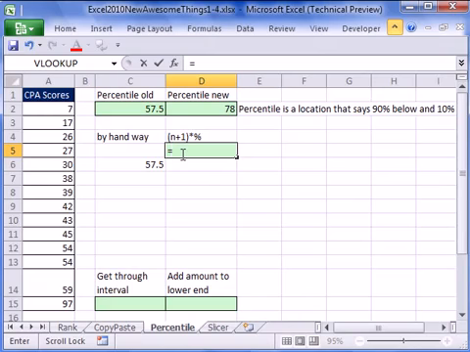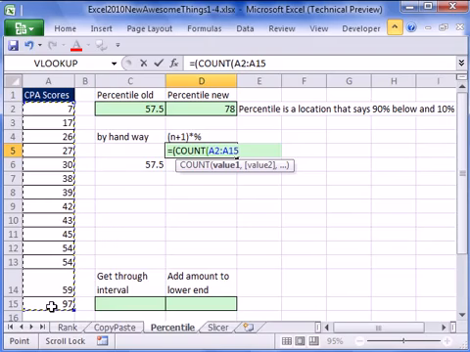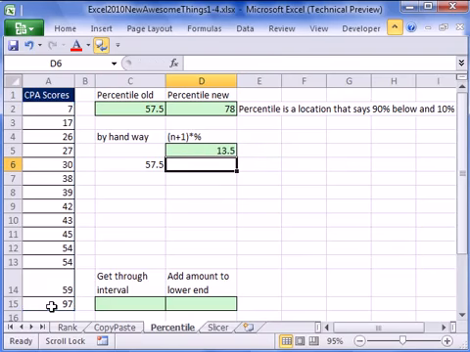So here we go, equals, in parentheses, count. I'm going to highlight all of these. Close parentheses on that, plus 1, close parentheses, times 0.9. It's going to tell you to go find the 13.5th value. Well, if we do it by hand, here's 13, here's 14. Now, what it should do, you can see that 57.5 is like somewhere in between here. But there it is, the 13.5th value.